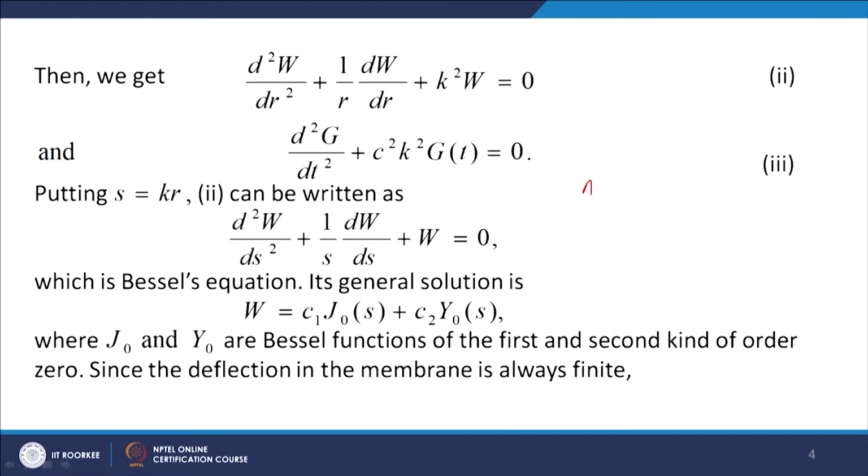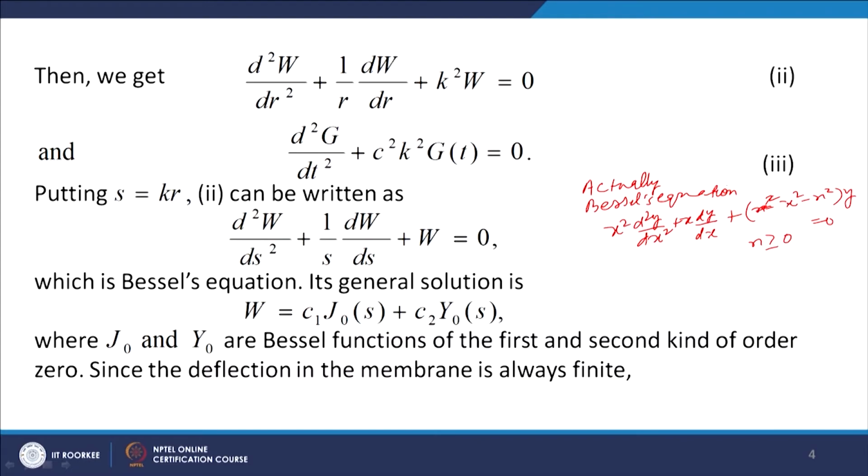Actually, the Bessel's equation is of this form. Bessel's equation is x square d square y over dx square plus x times dy by dx plus (x square minus n square) into y equal to 0, and n greater than or equal to 0 is a parameter.